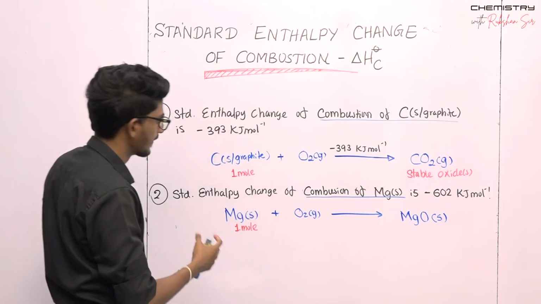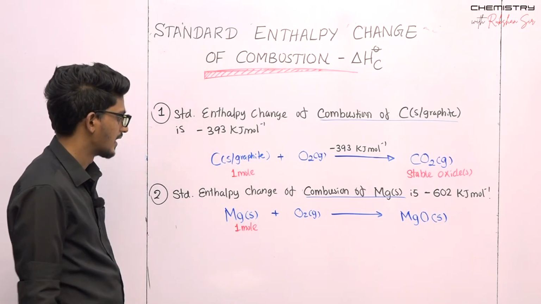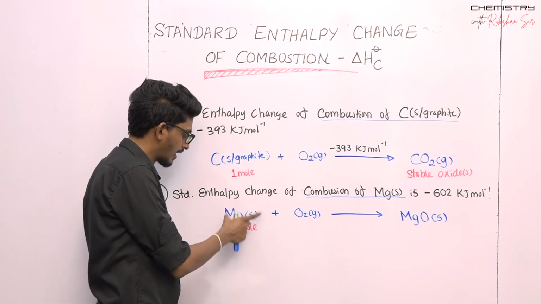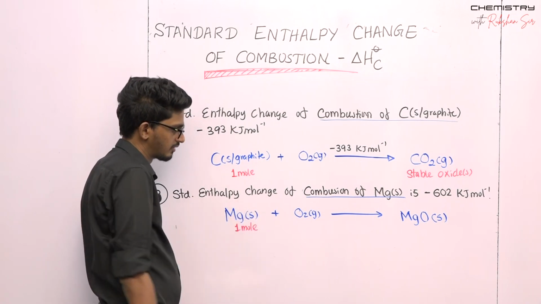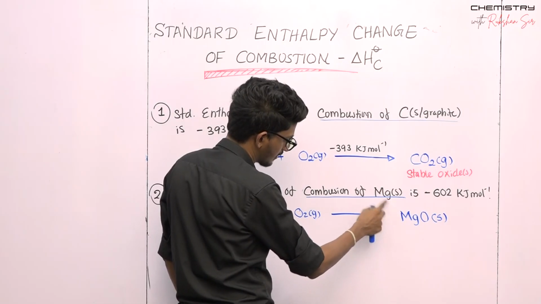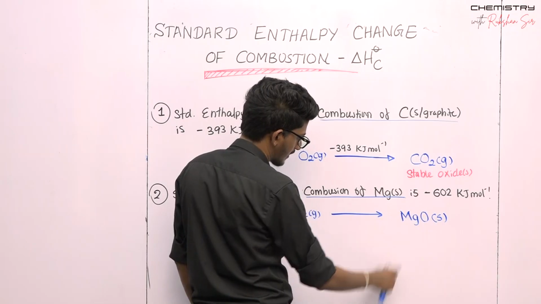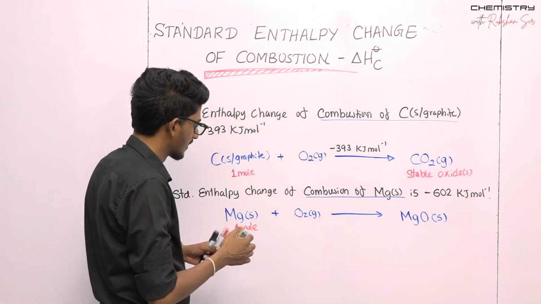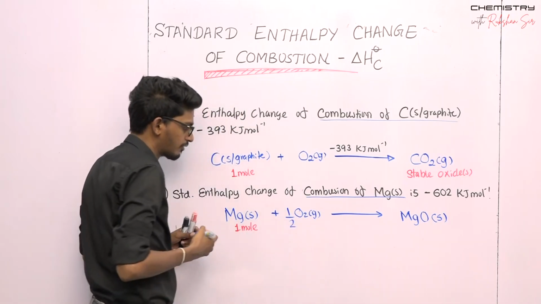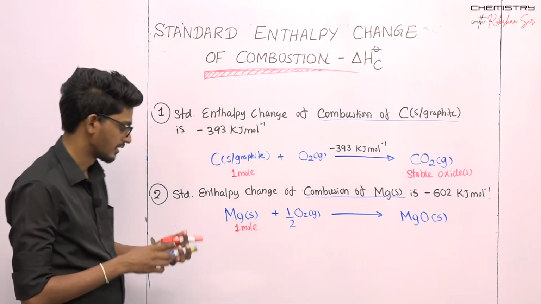Okay, so the products are written. Now we need to balance this. As this should be 1 mole, you have 1 magnesium atom at the left hand side, so the right hand side should also have only 1 magnesium atom, so this should be 1. When balancing oxygen, you have just 1 oxygen at the right hand side, so the value here should be half of O2, no? Half of O2 will give you 1 oxygen atom. Right, now balancing is done.